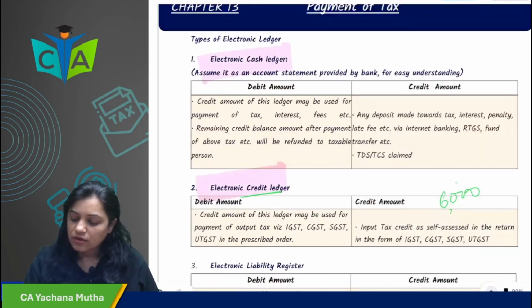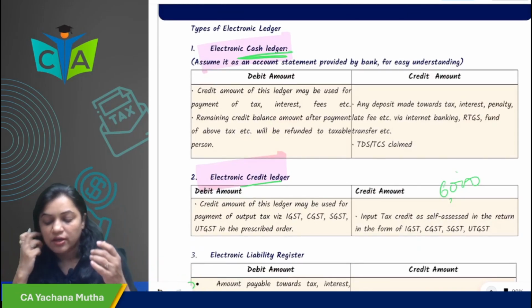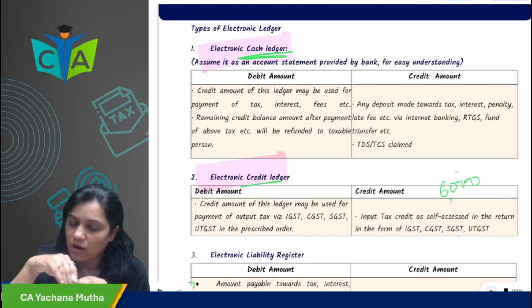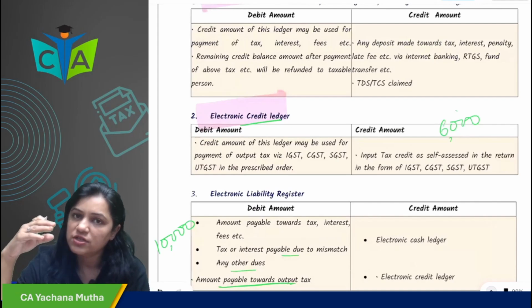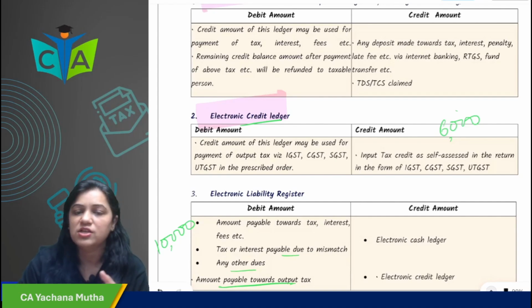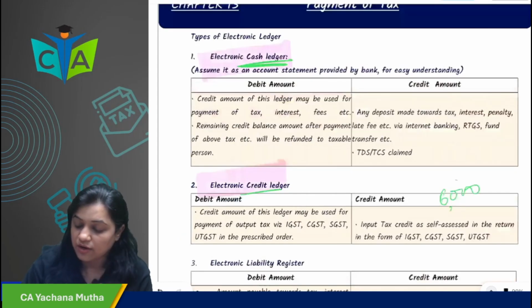Then what is the electronic cash ledger? It's like your bank account only. Any amount that you deposit is credited in this account. For example, your liability is 10,000, you already have input tax credit of 6,000, so how much amount will you deposit? 4,000. So you have deposited 4,000. When you deposit it in the electronic cash ledger, it will be credited to your electronic cash ledger.